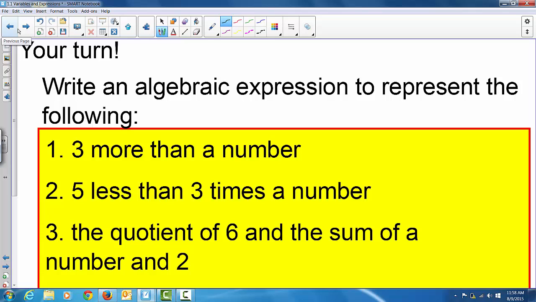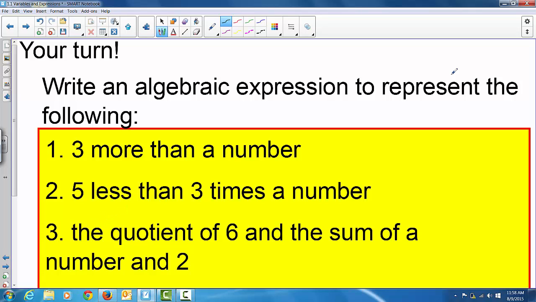All right, your turn. Write an algebraic expression to represent the following. 3 more than a number, 5 less than 3 times a number, and the quotient of 6 and the sum of a number and 2. Pause the video for me. Do these 3, and then after you're through, come back and we'll see how you did.